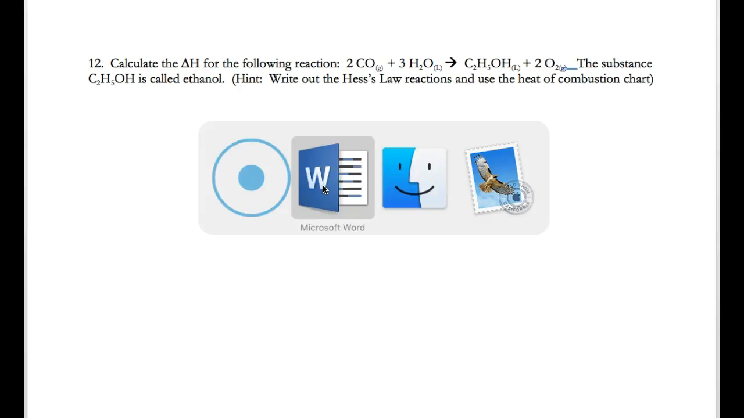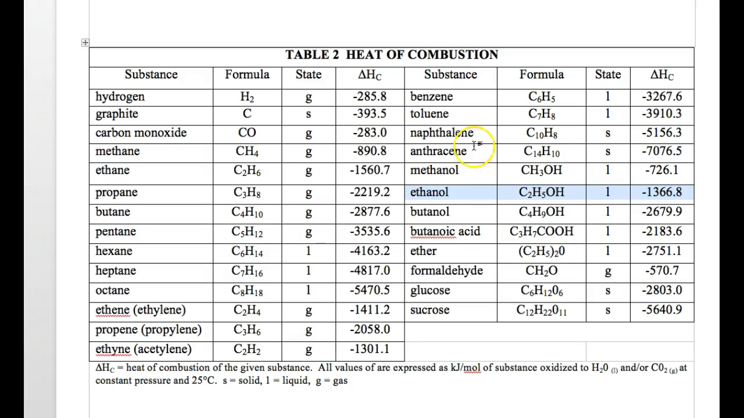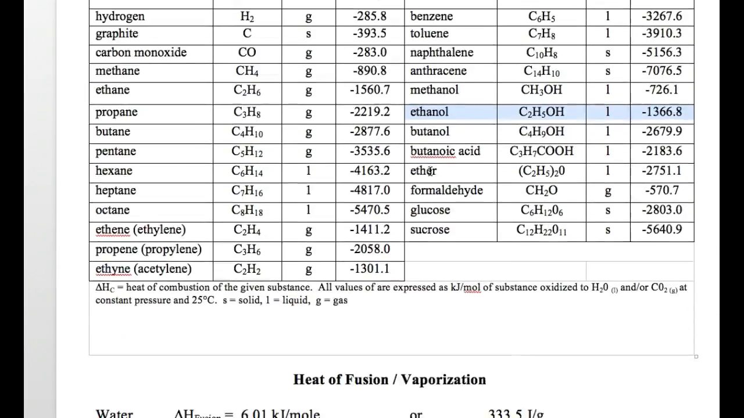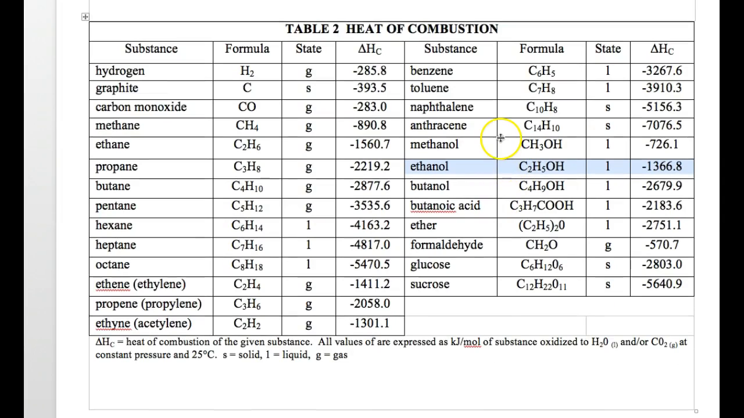The next question that we're going to do is going to be question number 12. And in question number 12, I've given you a hint that you want to use the heat of combustion chart, which is what is on the back side of the heat of formation chart. So if you scroll to the back page, you'll notice that there are heats of combustion, specifically in this case for ethanol, and also for carbon monoxide. That's the other one that we're going to need. So once again, those two right there.